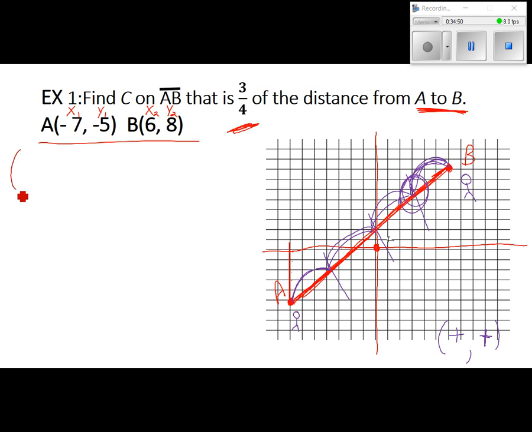Somebody help me out with that big long formula. What does it say? x1 plus a over b, that's the fraction, times what? x2 minus x1, close the parentheses, then a big comma, right? Then the same thing, but with the y's. So y1 plus a over b times y2 minus y1, close that parenthesis.